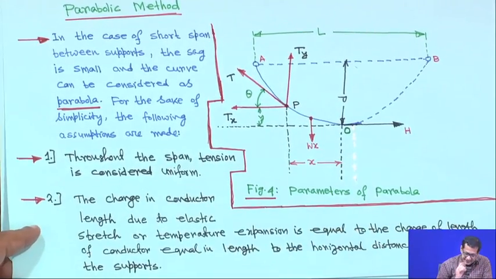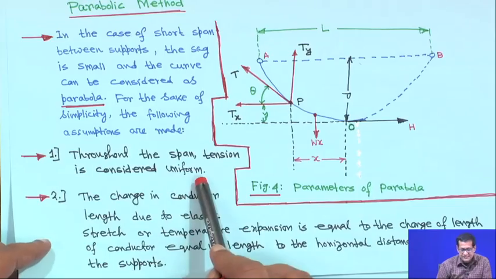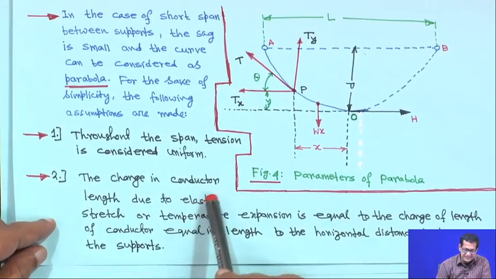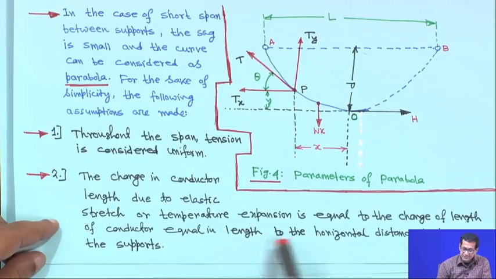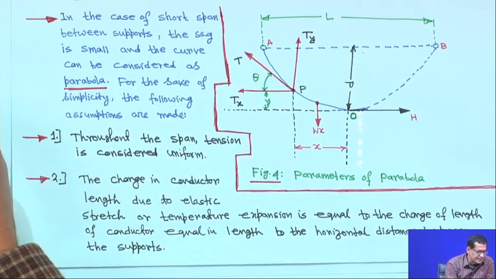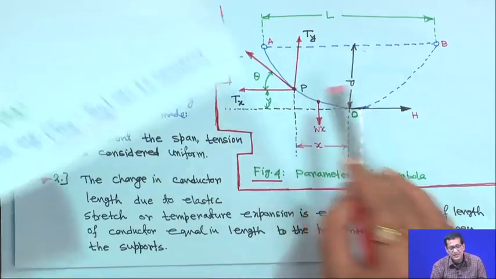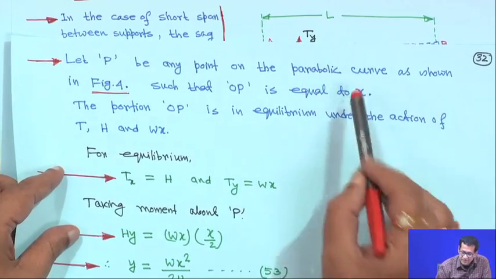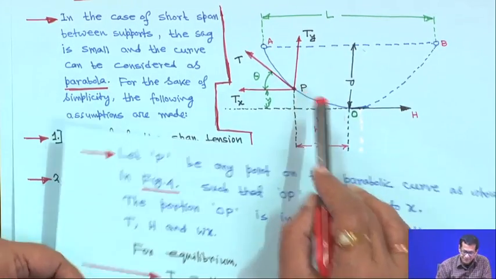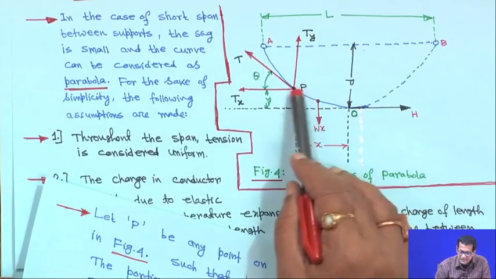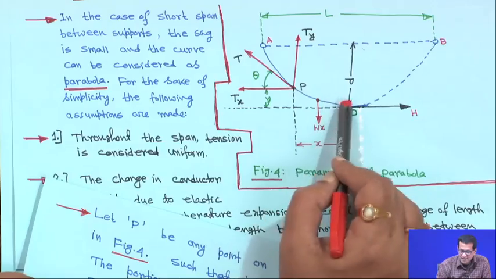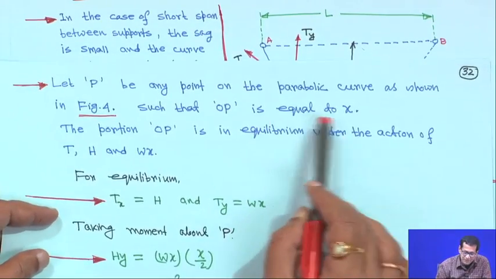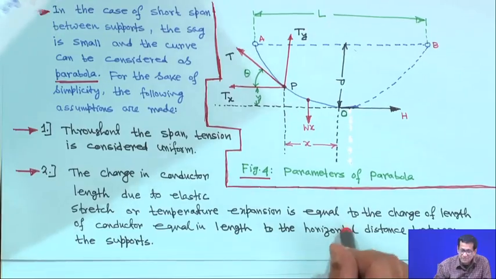For the sake of simplicity, the following assumptions are made. First, throughout the span, tension is considered uniform. Second, the change in conductor length due to elastic stretch or temperature expansion is equal to the change of length of a conductor equal in length to the horizontal distance between the supports. These two assumptions we are making. Let P be any point on the parabolic curve as shown in figure 4, such that O P is equal to x, because of the second assumption.